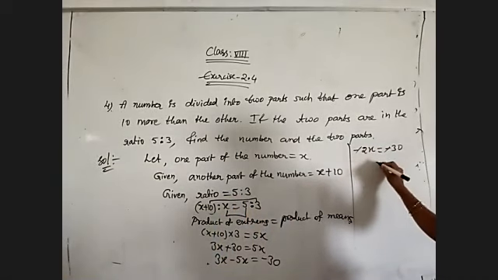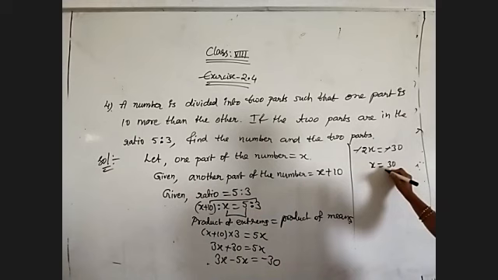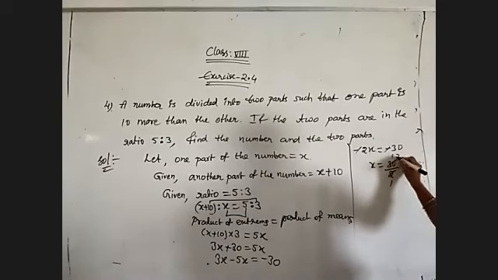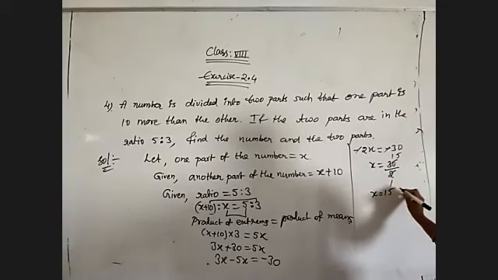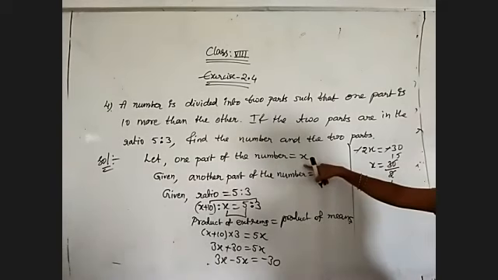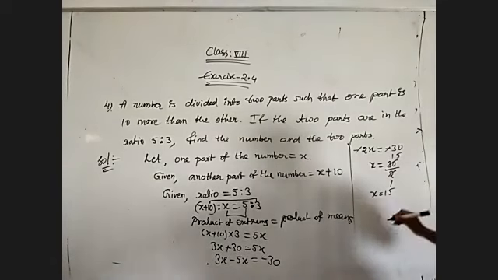Minus minus will get cancelled. X will be equal to 30 by 2. 2 1s are 2, 2 15s. X is equal to 15. So X is one part of the number, not the number. Okay, so one part is equal to 15.